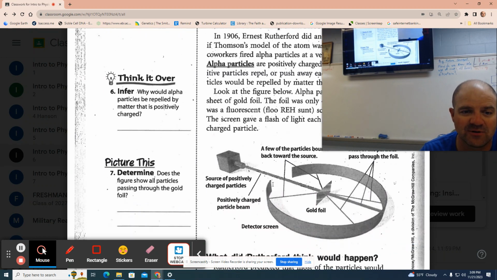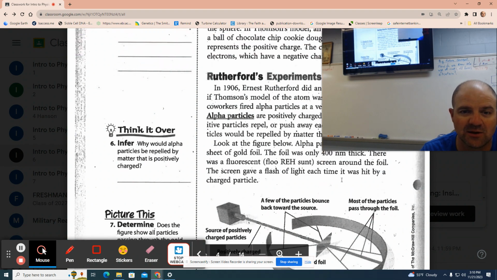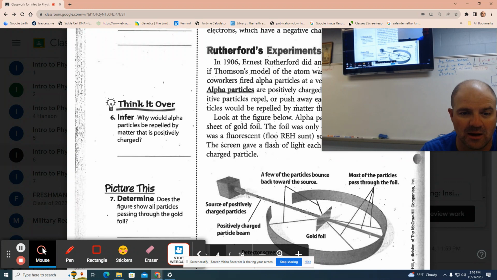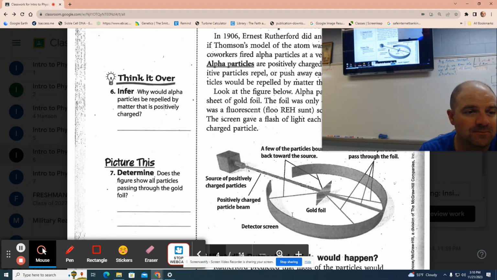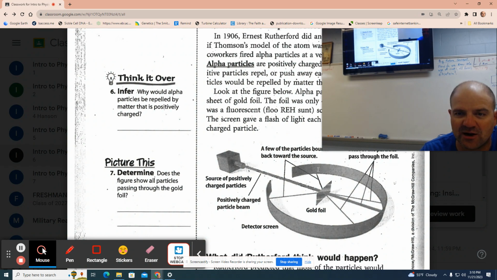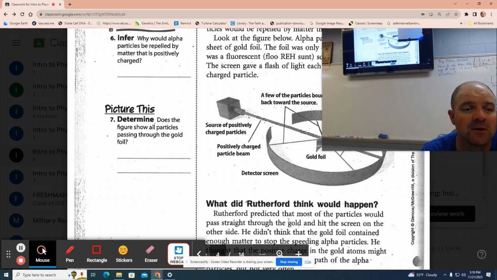So here we have our device that is emitting alpha particles. They're going to pass through, he thought, most of them would pass through the gold foil and hit the other side. And when it strikes the other side, it would give a flash of light on this detector screen. So he did think that some of it would scatter, but most of it, the vast majority, would go right through. Okay, that was what he was thinking.